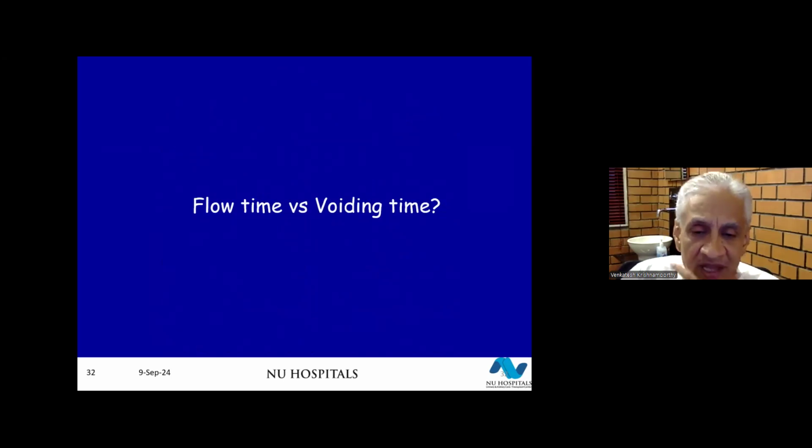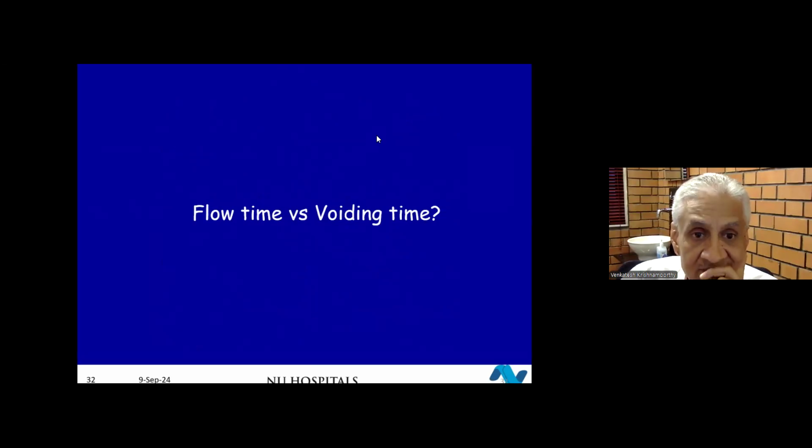So what is this flow time versus voiding time? Anybody? Harsha? Yes, sir. Voiding time is the total time duration of the flow, whereas the flow time is the time over which the measurable flow occurs, sir. Correct. And the voiding time includes the time between each of the episodes of the interrupted flow also, whereas the flow time only shows the measurable flow pattern, sir.